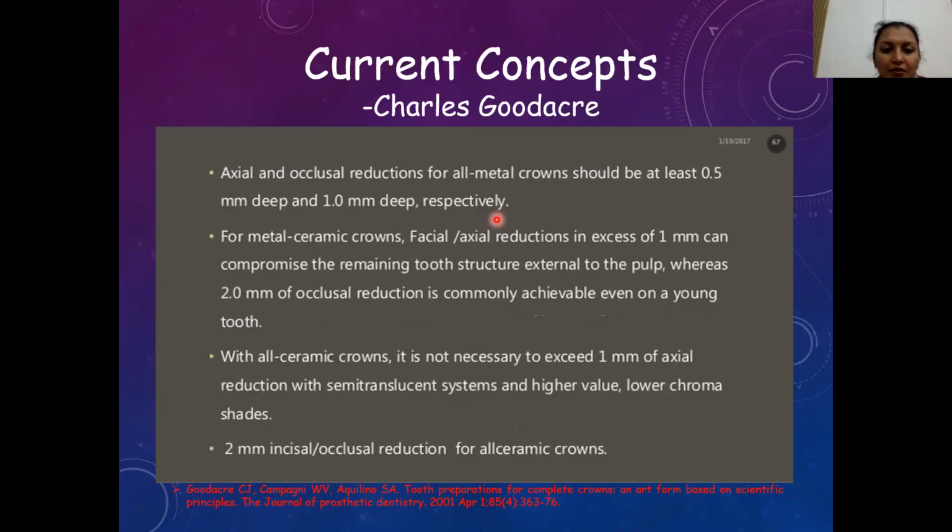Axial and occlusal reductions for all metal crowns should be at least 0.5 mm deep and 1 mm deep respectively. For metal ceramic crowns, facial or axial reductions in excess of 1 mm can compromise the remaining tooth structure external to the pulp, whereas 2 mm of occlusal reduction is commonly achievable even on a young tooth. With all ceramic crowns, it is not necessary to exceed 1 millimeter of axial reduction with semi-translucent systems and higher value lower chroma shades. 2 mm incisal or occlusal reduction for all ceramic crowns.